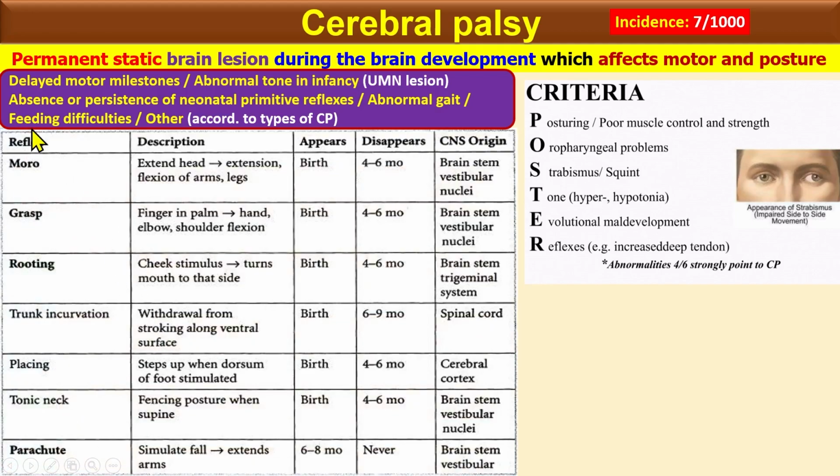Okay, why is it important? Because these reflexes are associated with different parts of the CNS. So if that reflex is absent or persistent, it means the lesion is associated with that area.